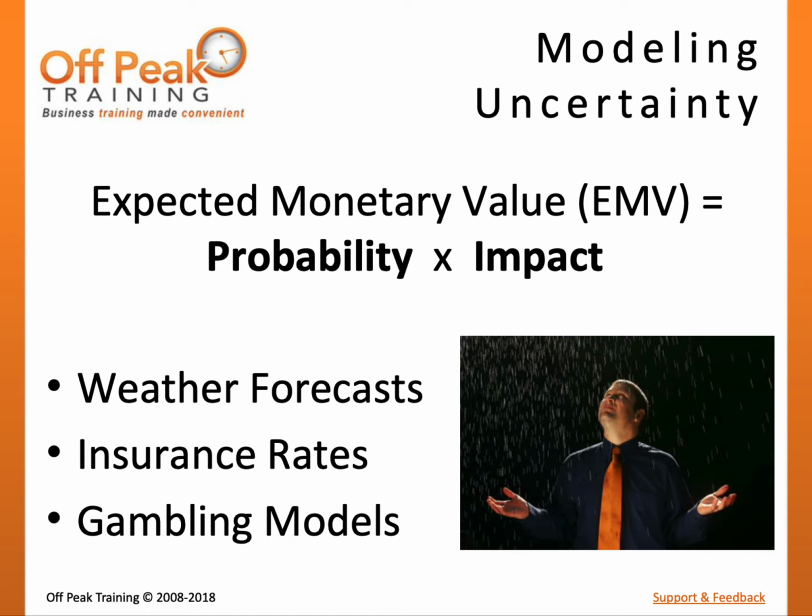While the probability will always be represented as a percentage of likelihood, the financial impact can be represented as either a negative number, indicating a loss to the project caused by a threat, or a positive number, indicating a gain to the project caused by an opportunity. We can see robust models for uncertainty in our day-to-day lives that use the concept of expected monetary value as the root of their mathematics.